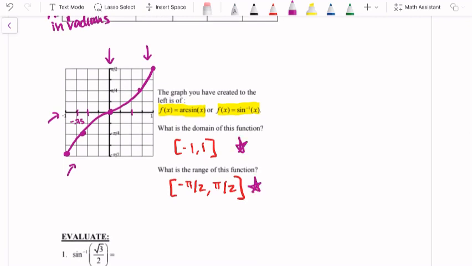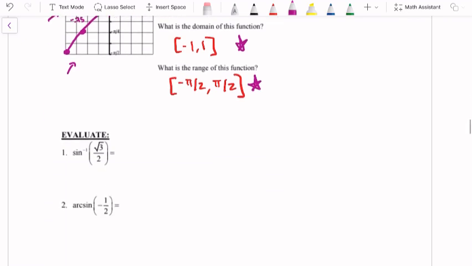So down here, we're going to see a couple of different evaluate statements. Looking here, we have sine inverse of the square root of 3 over 2. Remember that square root of 3 over 2 here is a y value on the unit circle.